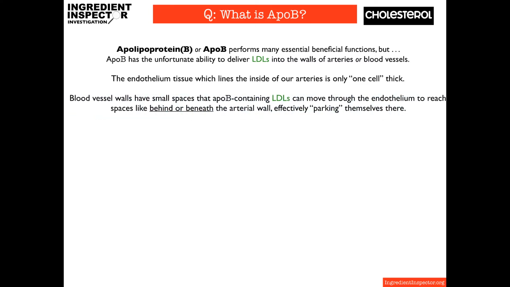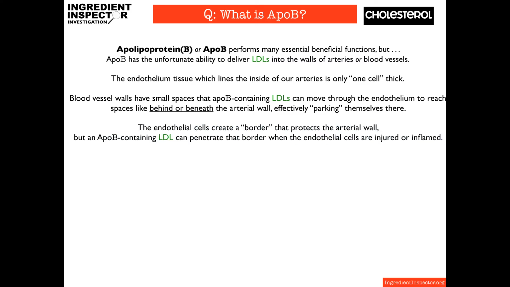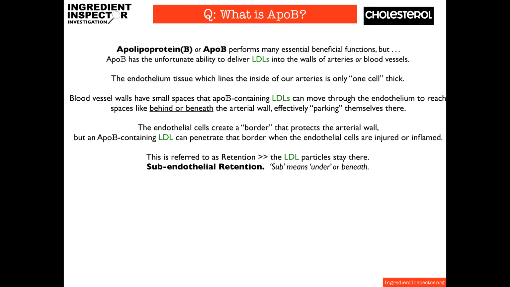Blood vessel walls have small spaces that ApoB containing LDLs can move through the endothelium to reach, spaces like behind or beneath the arterial wall, effectively parking themselves there, so they can get behind and in between that space. The endothelial cells create a border that protects the arterial wall, but an ApoB containing LDL can penetrate that border when the endothelial cells are injured or inflamed. This is referred to as retention. The LDL particles stay there. Subendothelial retention. Sub means under or beneath, like a submarine.